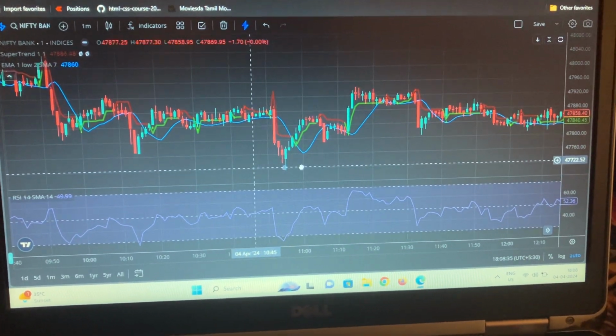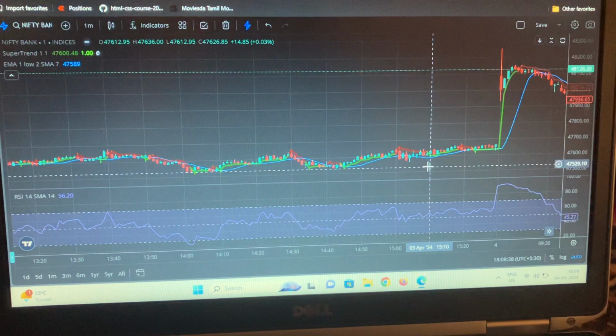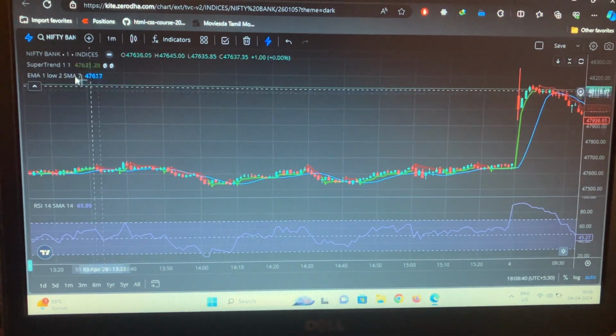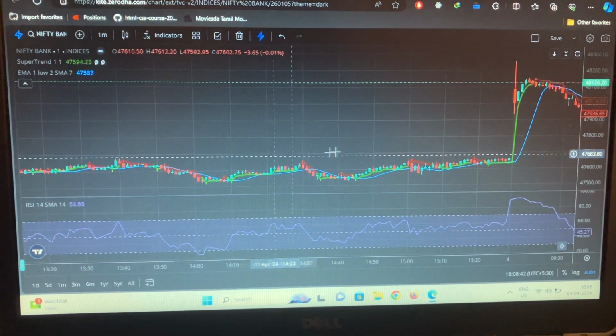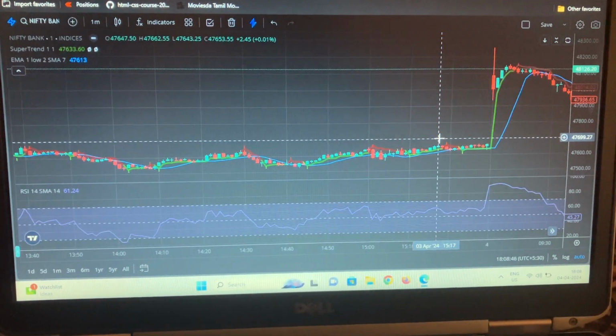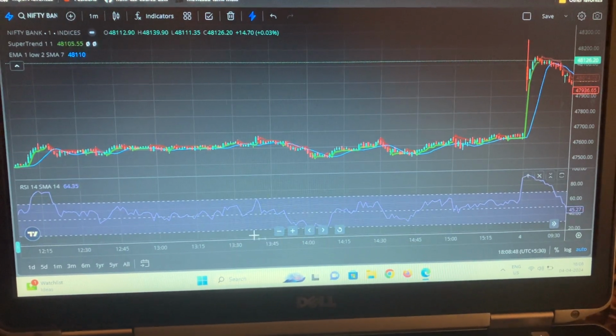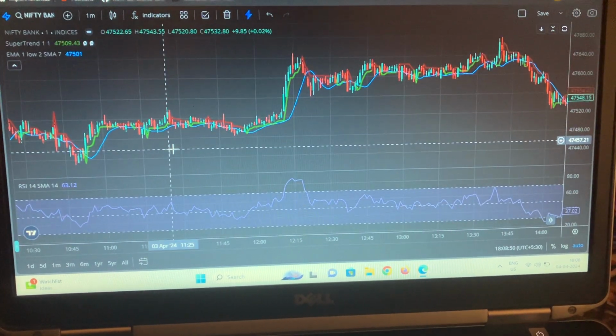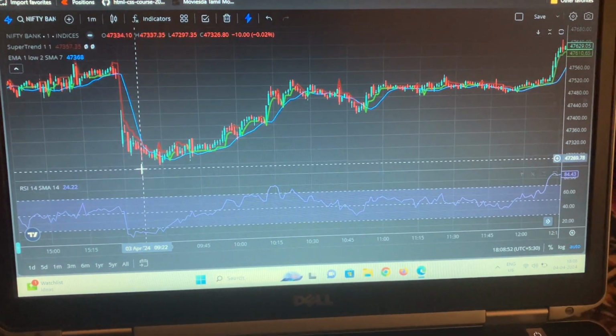So I'll tell you some difference. And then you will be thinking that there are two more indicators, right? I'll tell you about that. So here, let me say where is this? Okay, here.